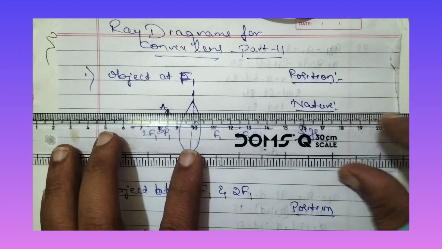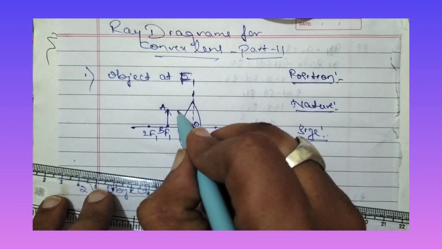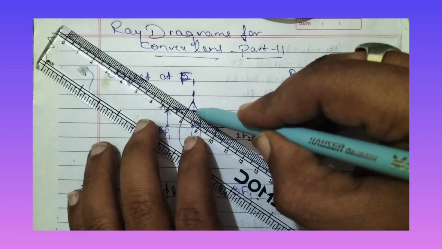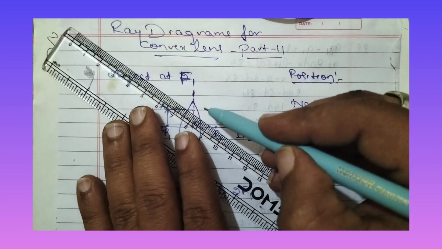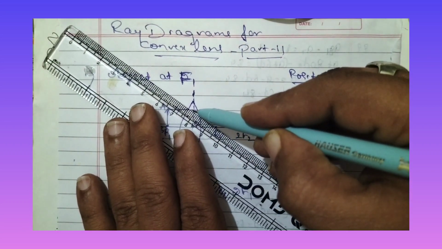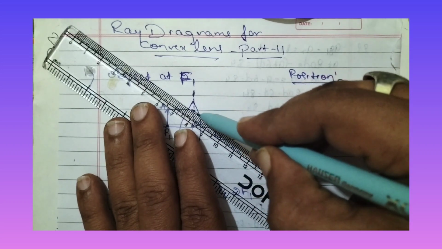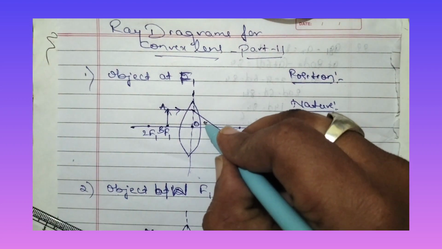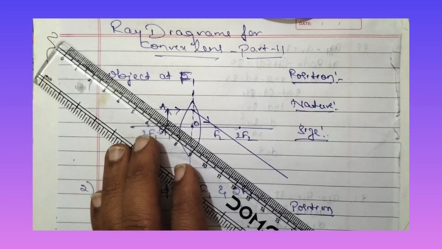Now let us use the rule: the light ray which is parallel to the principal axis. After refraction, that is, the light will get bent when it travels from one medium to another medium, the light ray which is parallel to the principal axis passes through the principal focus. So this is one light ray.